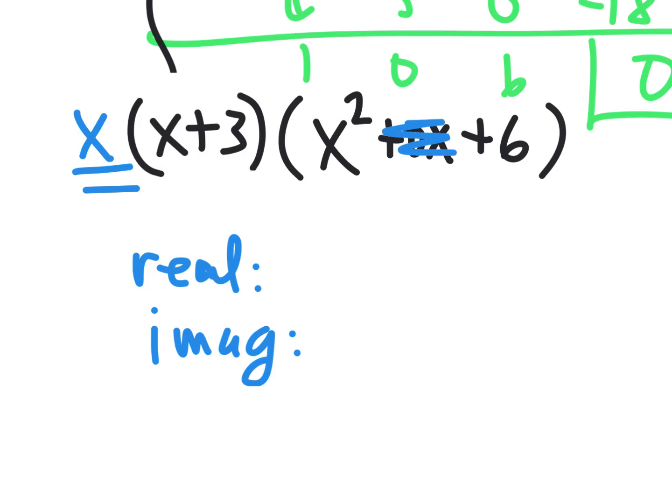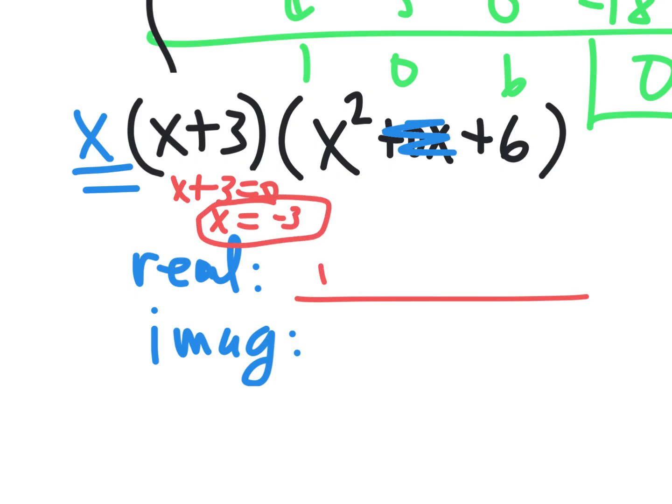The real ones are pretty easy. x plus 3 equals 0. And you might be like, I just did it in my head. Okay, fine. But did you actually end up with x equals negative 3 like I did? Because if you just said negative 3, you're going to get it wrong. You need to say x equals.